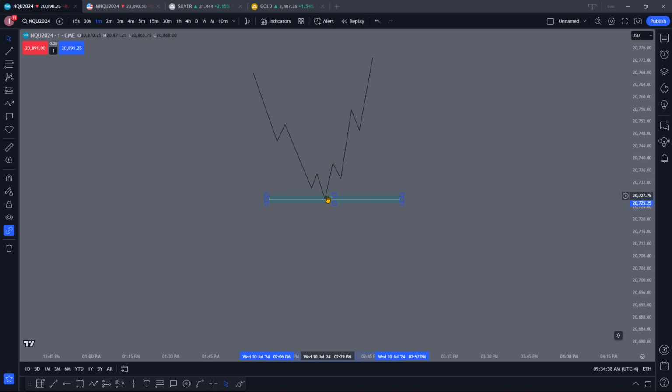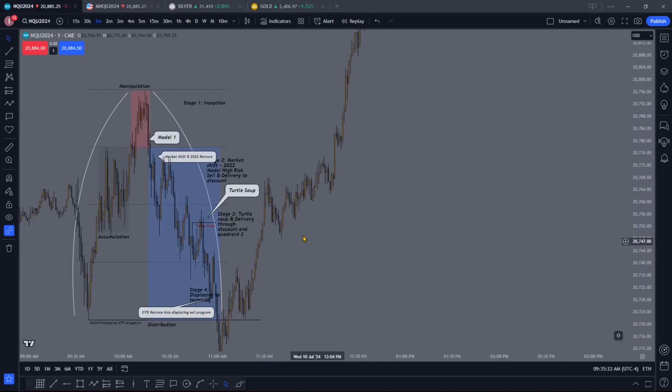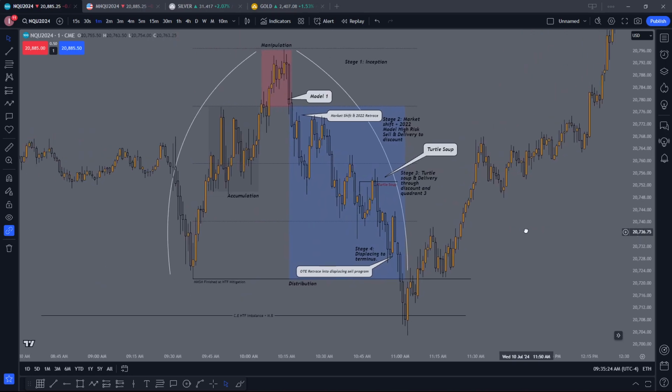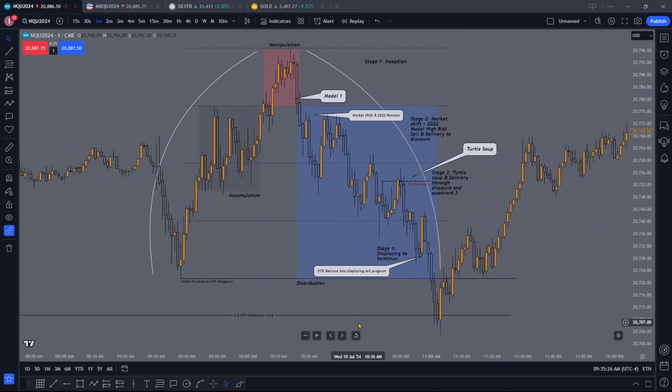Or what it could do, if the array is like here, is that it could go lower, and then incept at some key level, and then start trading higher to finish the terminus at the key level. So you can deliver from a key level and to a key level, basically. In this example, we are delivering to a key level, which is the consequent encroachment of a high time frame imbalance plus a mitigation block.